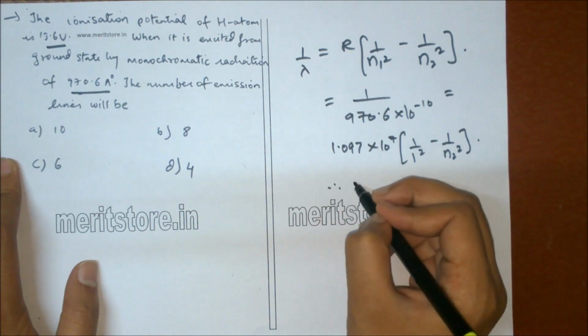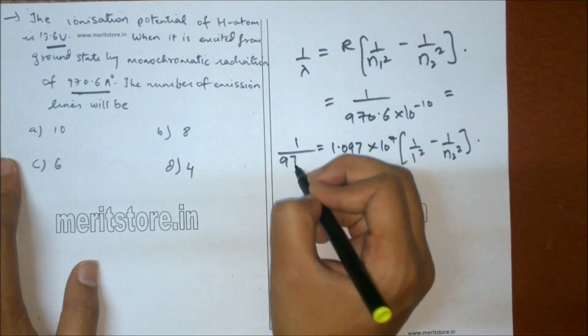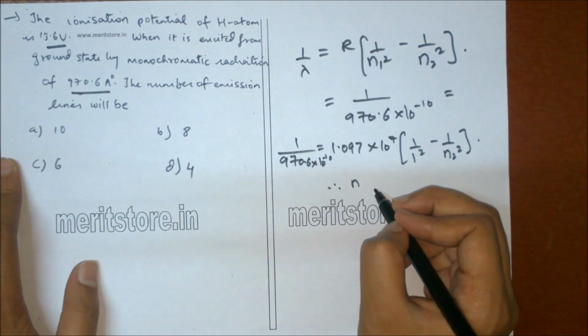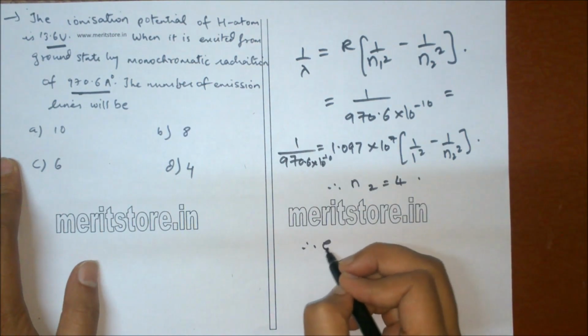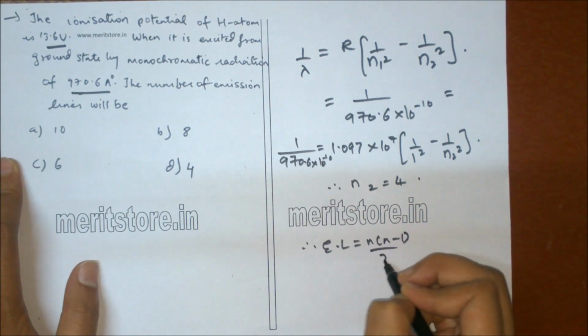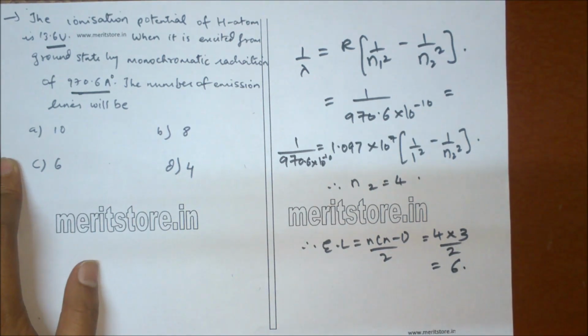On solving this, we get n2. We can equate this with 1 upon 970.6 into 10 raised to minus 10. So on solving this, we get n2 is equal to 4. So number of emission lines is equal to n into n minus 1 upon 2, which is equal to 4 into 3 upon 2, is equal to 6. Option C is the correct answer.